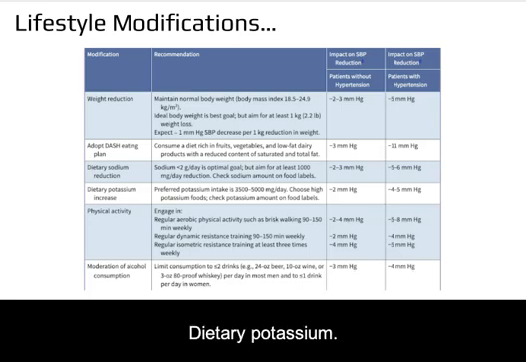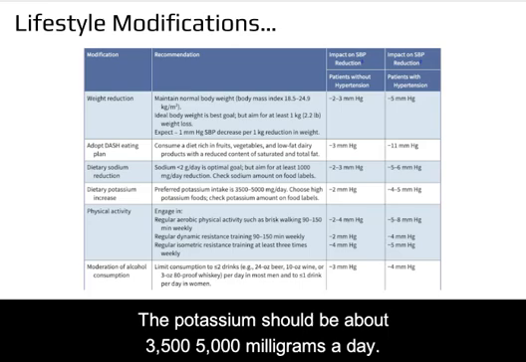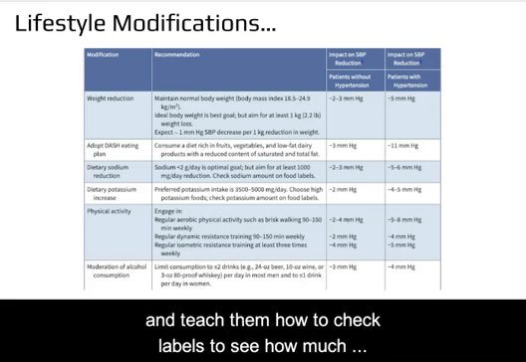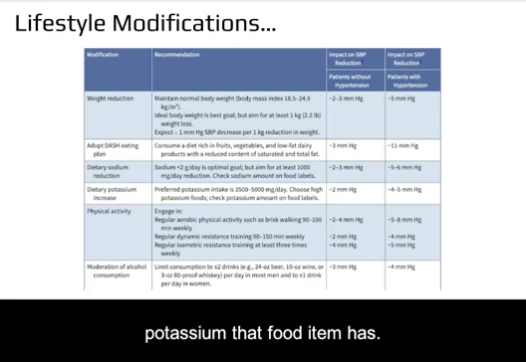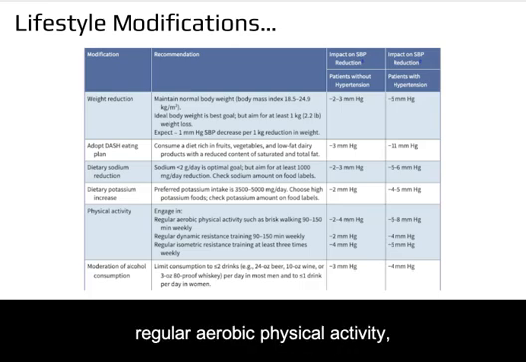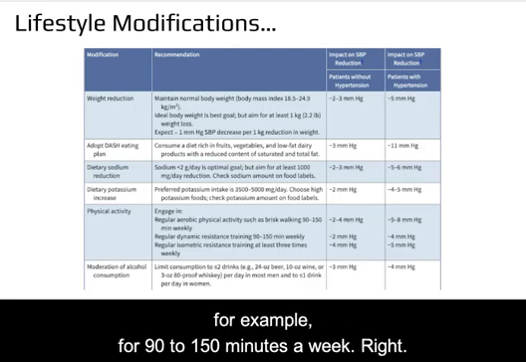Dietary potassium. The potassium should be about 3,500 to 5,000 milligrams a day. We should encourage them to choose high potassium foods and teach them how to check labels to see how much potassium that food item has. Physical activity. We need to encourage patients that they should do regular aerobic physical activity, for example, brisk walking for 90 to 150 minutes a week, right?